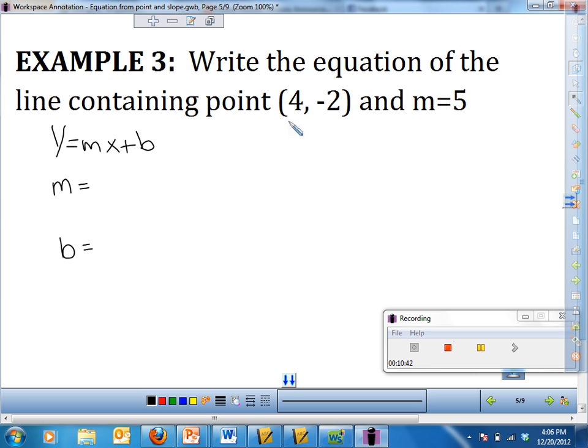So I'm going to see what am I given. I'm given this point 4, negative 2, and I'm given a slope of m. So go ahead and write that m equals 5, because I know that the slope is 5. Now I don't have b, but I do have this point. I'm going to label it as x and y.